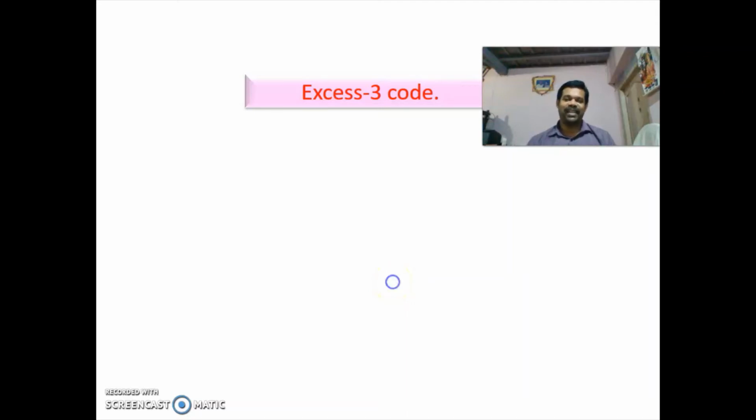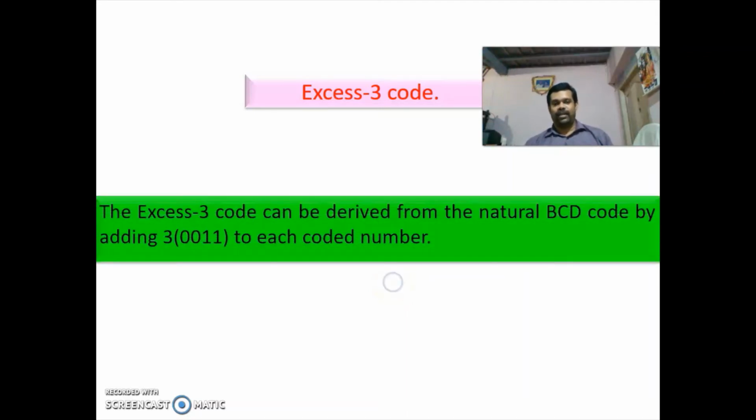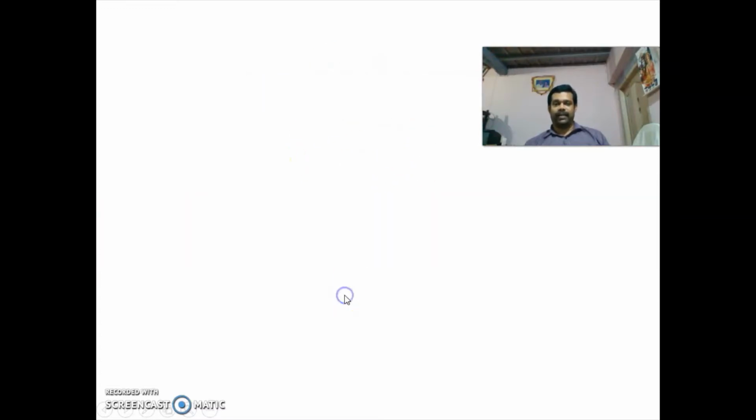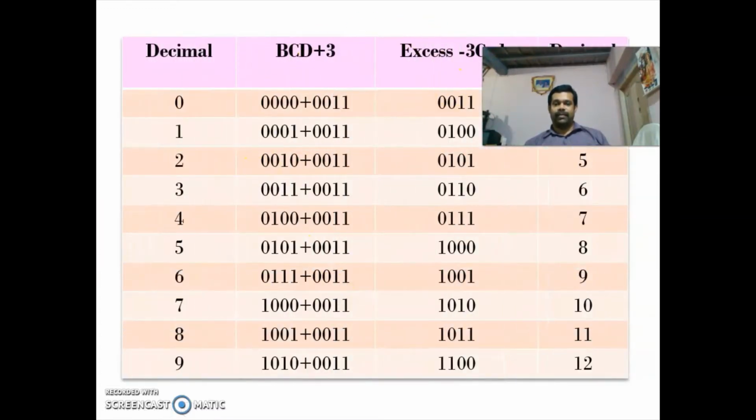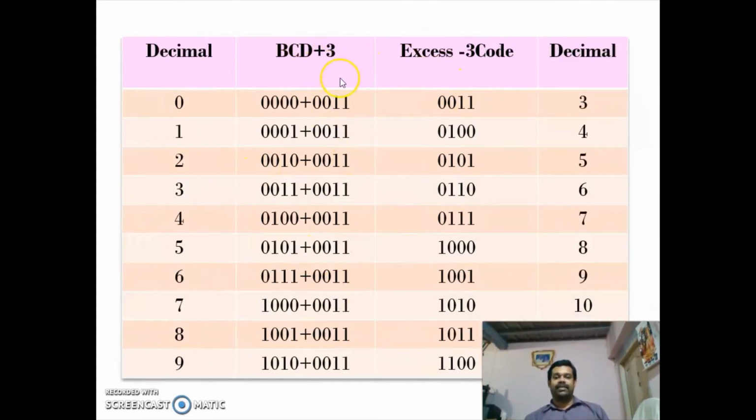Next, we are going to see XS3 code. XS3 code can be derived from natural BCD code by adding 3 to each coded number. So if you are adding 3 to the ordinary BCD code, you will be getting an XS3 code. The name itself indicates XS3. In XS3, the starting number itself is 3. This is a table which shows clearly what is XS3.